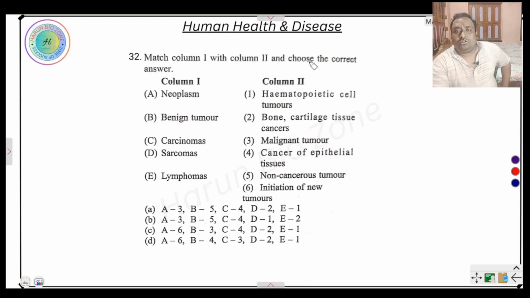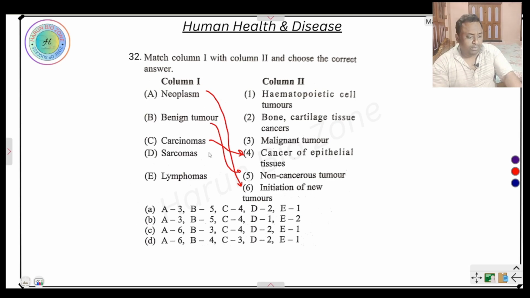Match column 1 with column 2. Neoplasm. What is neoplasm? Neoplasm is a new cancer cell; the initiation of a new tumor is called neoplasm. Benign tumor means a non-cancerous tumor. Carcinoma is epithelial tissue cancer, cancer of epithelial tissue.